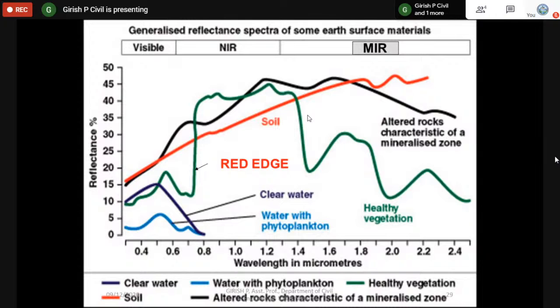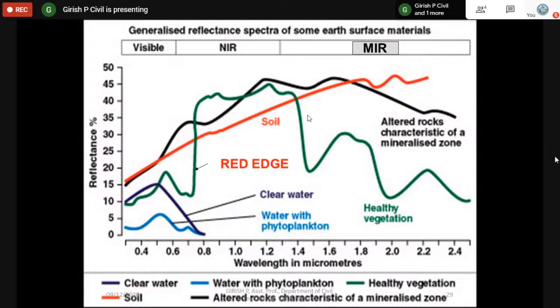Coming to another curve, soil. If you see that red line, that is the soil curve. Most of the time, the reflectance of soil depends upon many factors, like the type of soil, the type of vegetation, the type of weathering surface, and the moisture content of that soil. Among all the various considerations, the more important one is the composition of soil.